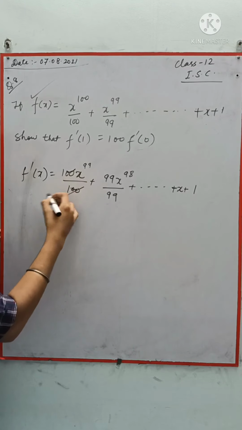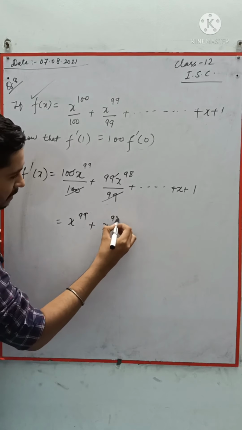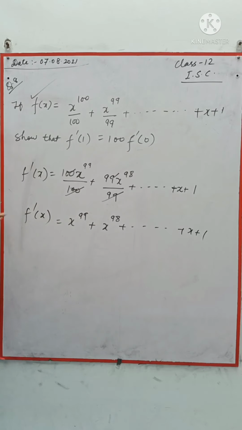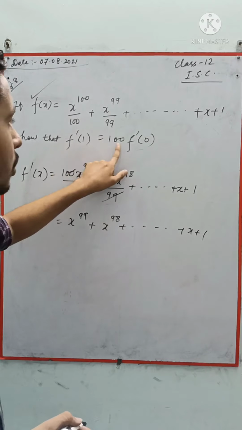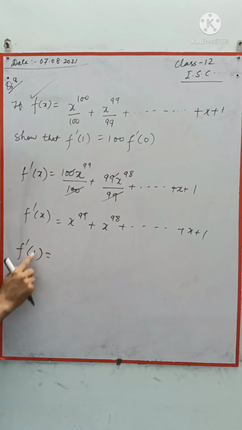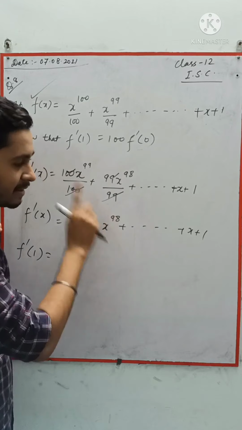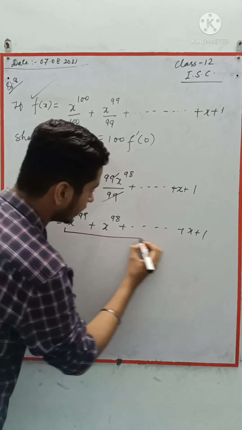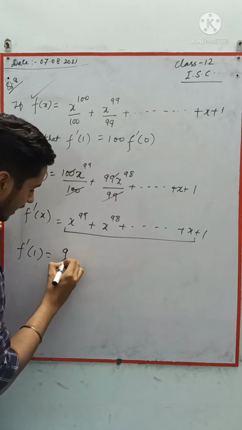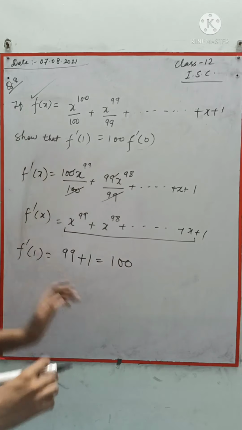Can we cancel this 100 with this 100, 99 with this 99? So finally we got x to the power 99 plus x to the power 98 and so on up to x plus 1. We got this as f dash x. Now we need to show f dash 1 is equal to 100 times f dash 0. So f dash 1 will be what? In place of x, you have to put 1. So 1 to the power 99 is 1 only. 1 to the power 98 is 1 only. So up to here you have 99 terms. Okay, so the sum will be what? 99, and plus this one you will get 100 as the answer.